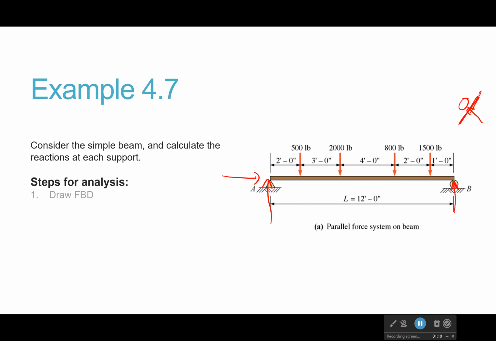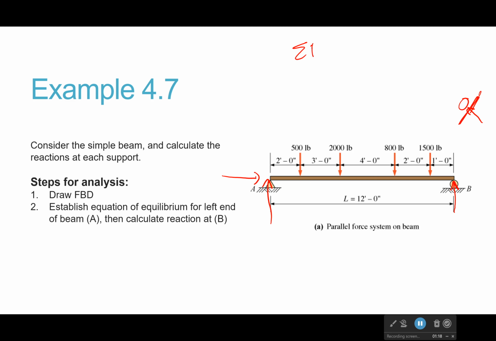So how am I going to analyze this? Well, draw a free body diagram, and I've more or less already done that. I'm going to establish some equations of equilibrium. I have three: my forces in the horizontal or x direction, my forces in the vertical or y direction, and the sum of the moments about a particular point. I only get to do that one time per free body diagram. You have three equations and that's it.